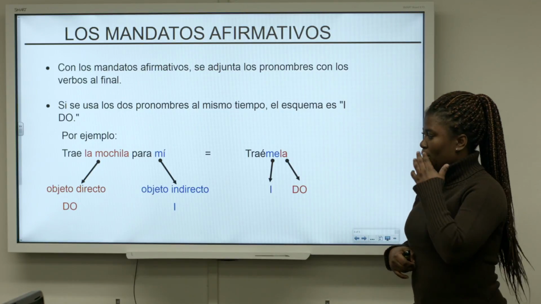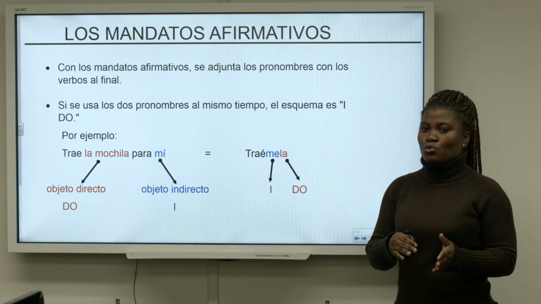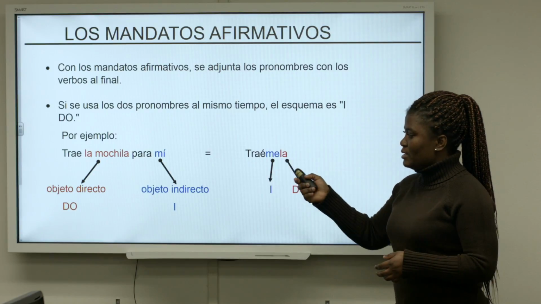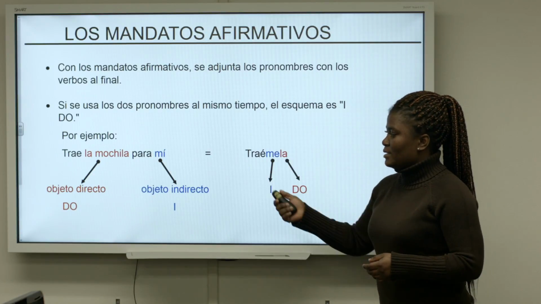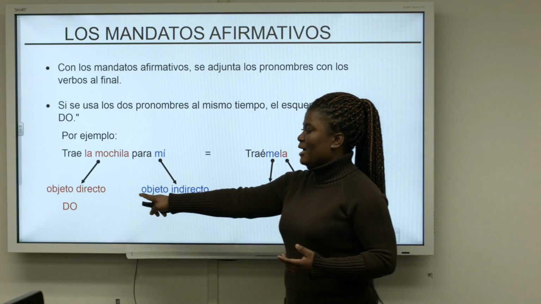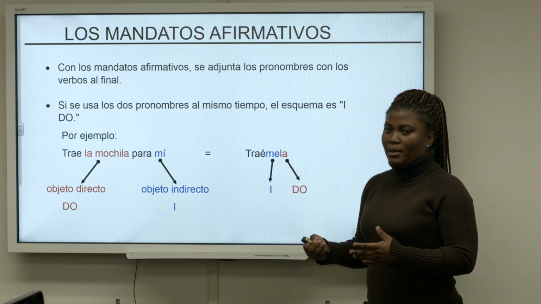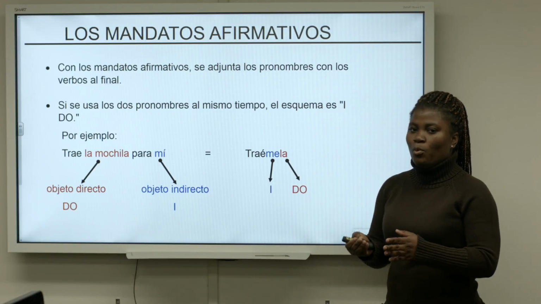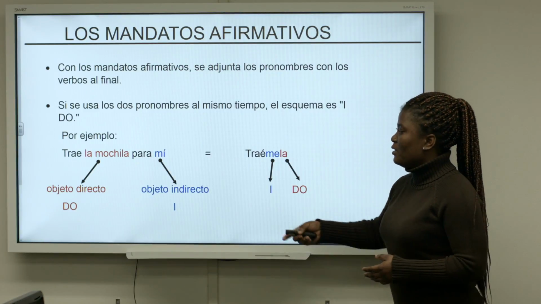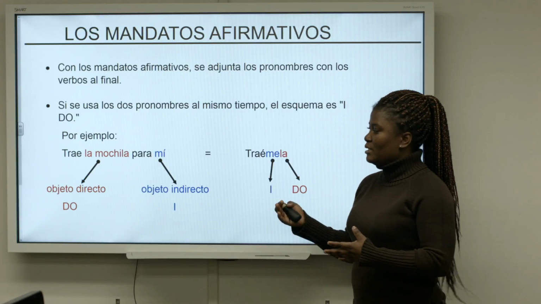Bring the bag to me. So what is being brought is the bag, and the bag is being brought to me. Trae is the verb traer, but it is used here as a command, so it's an affirmative command. Trae, what? La mochila. So we have a direct object pronoun, the DO. Then trae la mochila, para quién? Bring the bag, to whom? Then we have me. That is the indirect object pronoun, the one who receives what is being done by the verb.